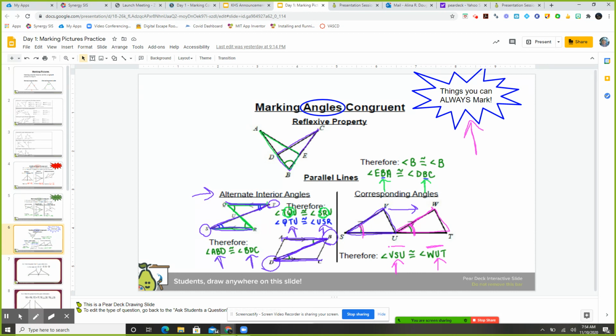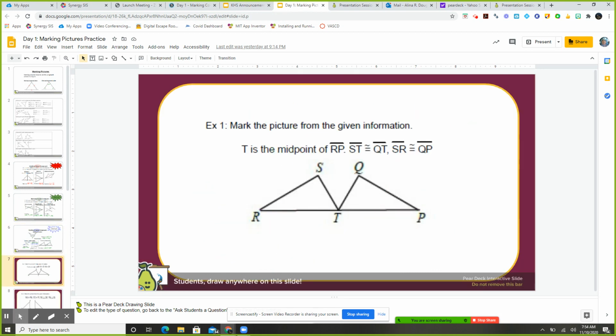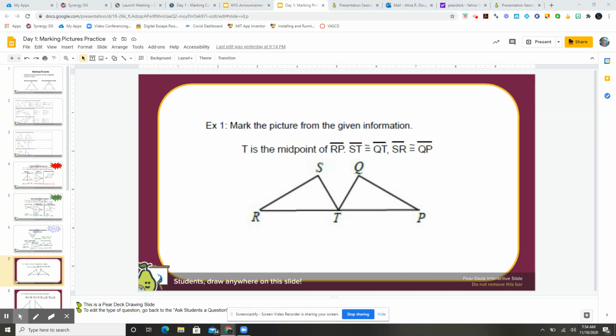Okay? I feel like I'm putting you to sleep. So it's time for you to do some. Go to slide 7 and mark everything that you can mark.